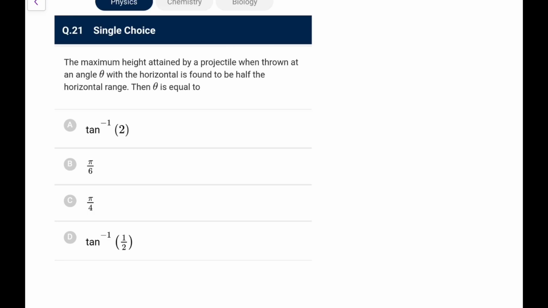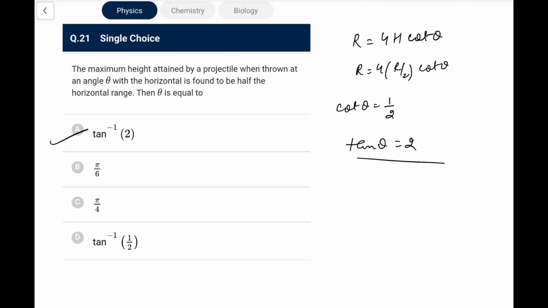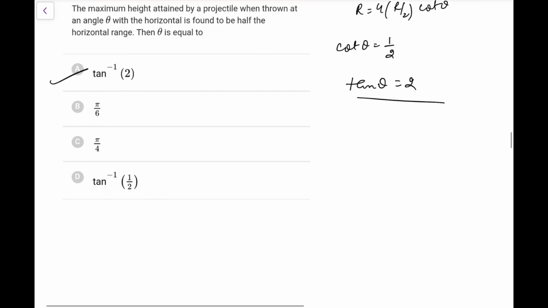You all remember the special relation: R is equal to 4h cot theta, that you directly write. Putting h equal to R by 2, we get cot theta. So cot theta comes out as 1 by 2, or you can say tan theta comes out as 2, so theta is tan inverse 2. Go for option A in this case. So this would be tan inverse 2.